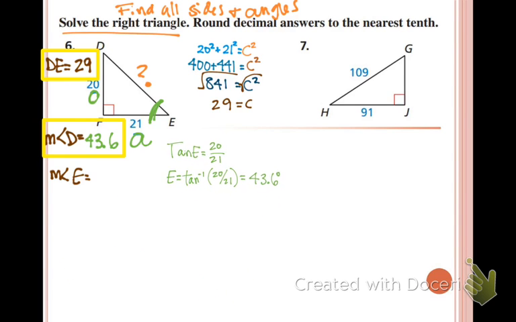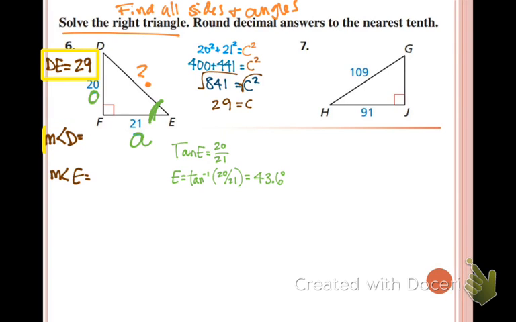I thought we were solving for E. We did solve for E. Oh, sorry, I wrote in the wrong one. I told you. 43.6. That's why I keep you around, Jackson. Keep me on my toes.